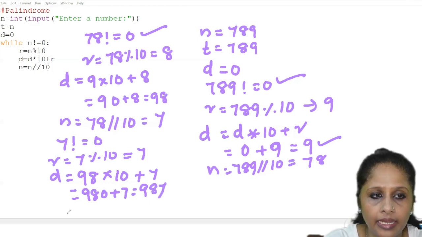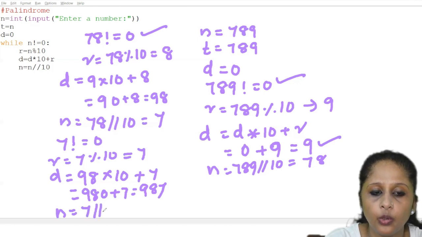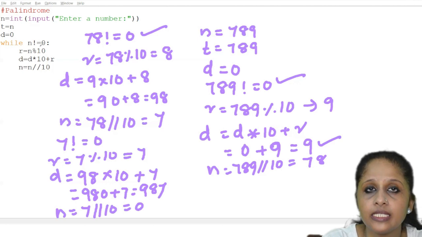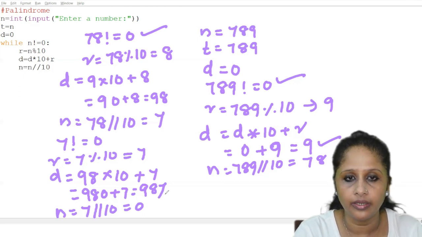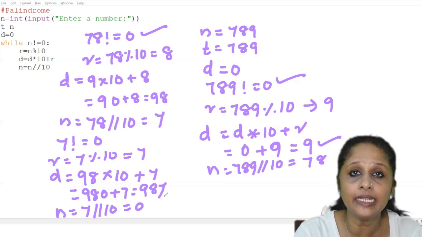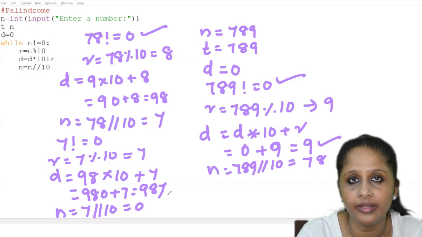Okay, then again n equal to n by 10, that means n is equal to 7 floor division 10, you will get 0. So that time it is checking 0 not equal to 0. No, it is not satisfying. It is coming out of the loop. Then what is our next operation? We need to check the entered number and the reverse number are equal or not.